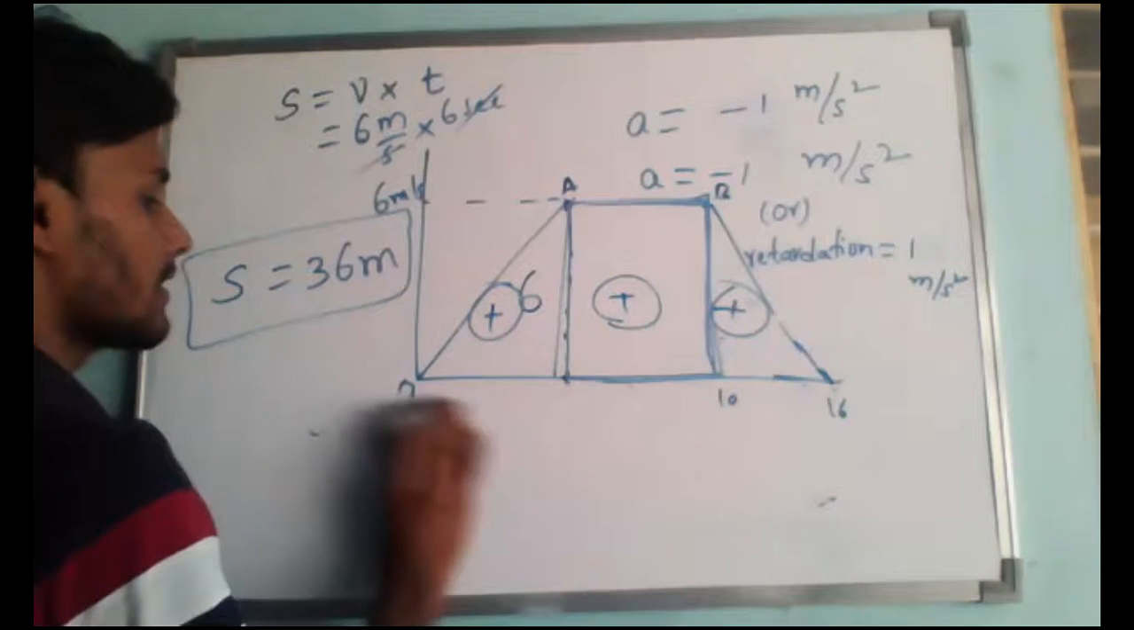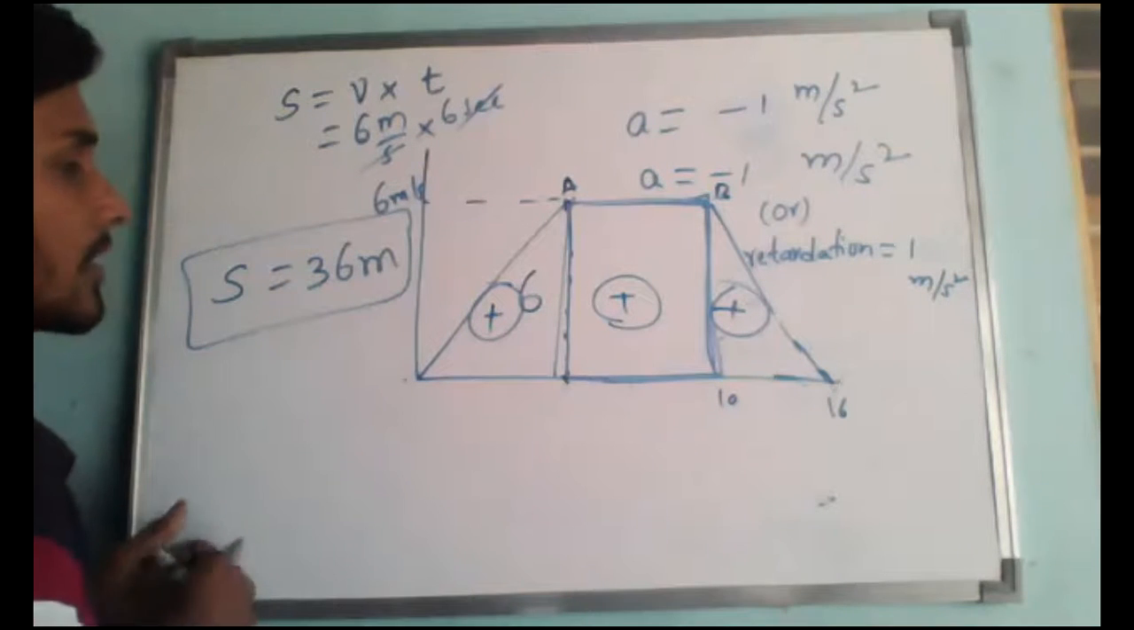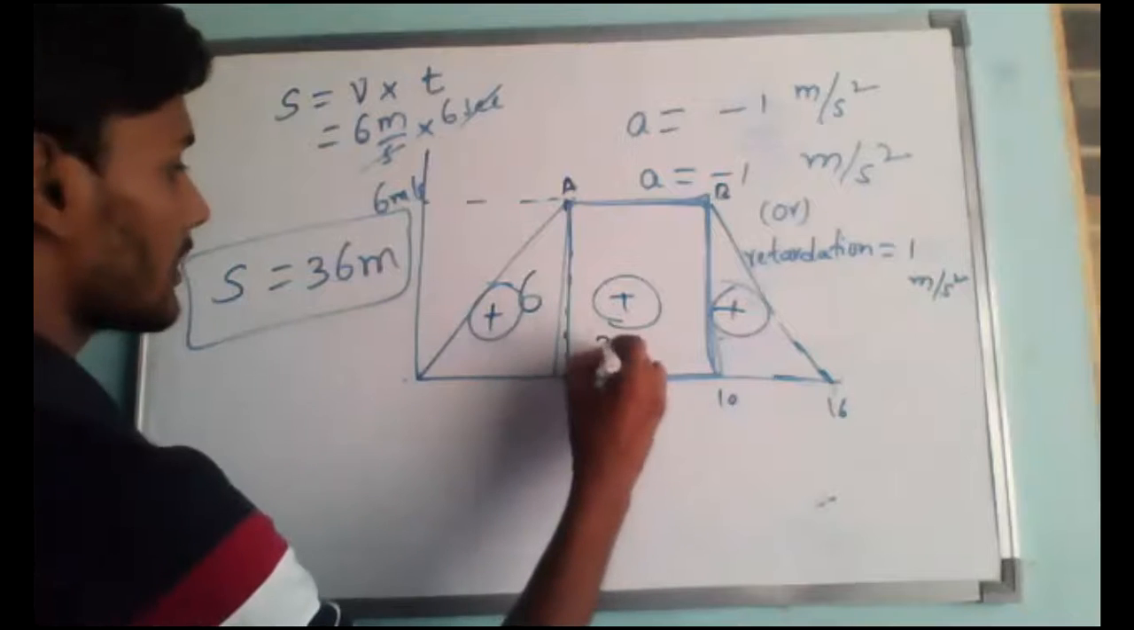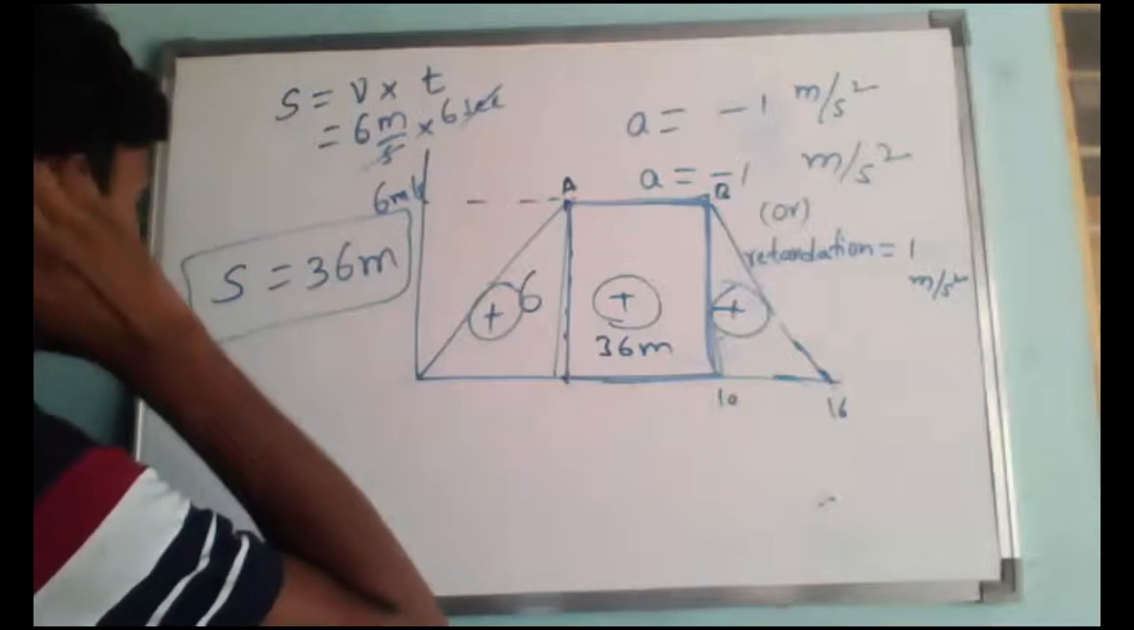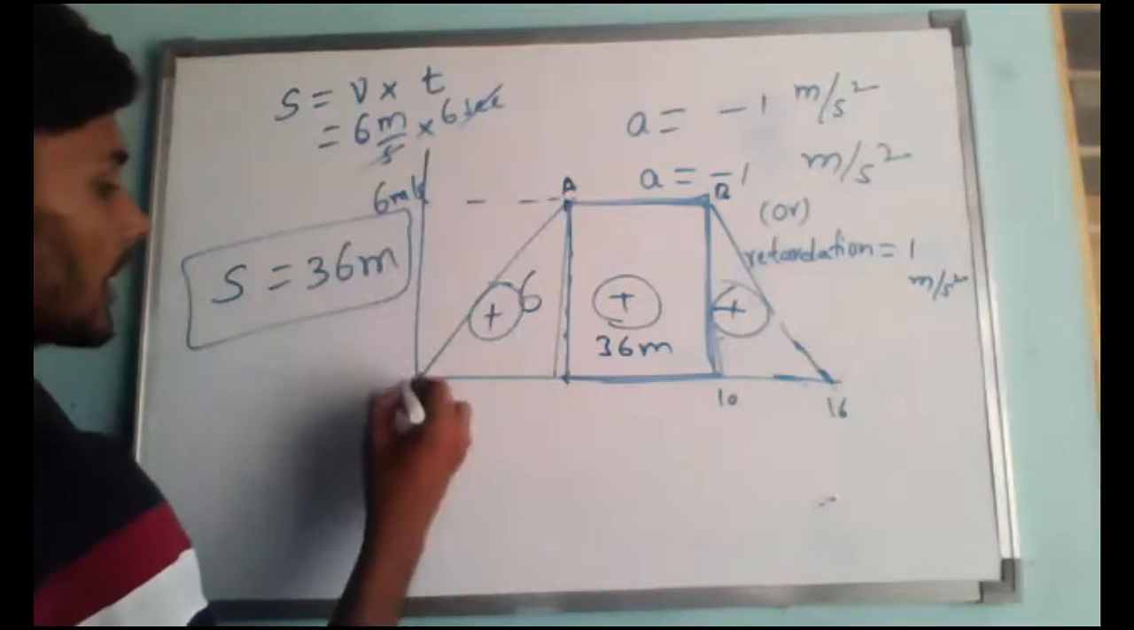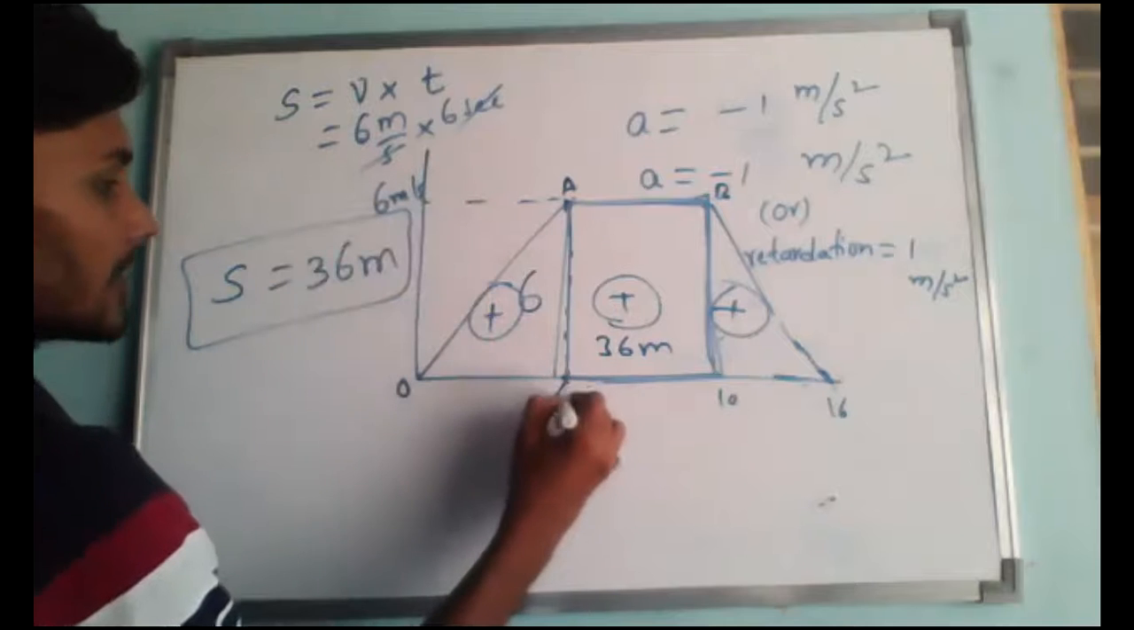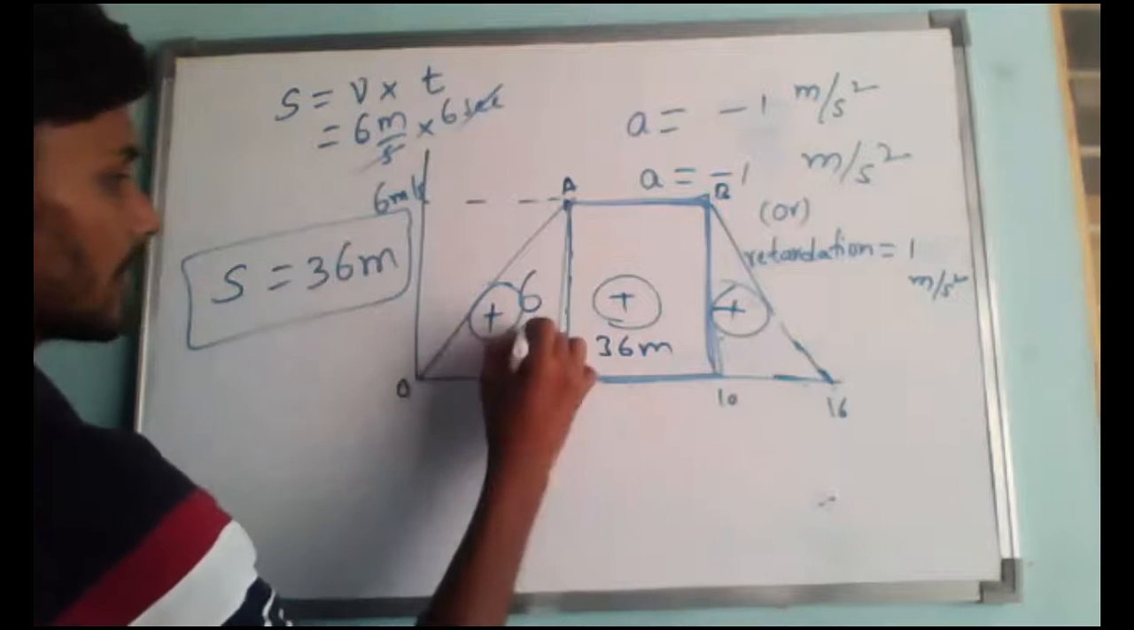So this is the graph they are saying. The area of this square you have already calculated, which equals 36 meters. The distance you have calculated is 36. Now this is 0, 6, and this is 4, 10. Now that's all. Let me calculate now.